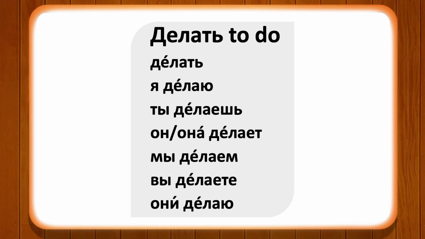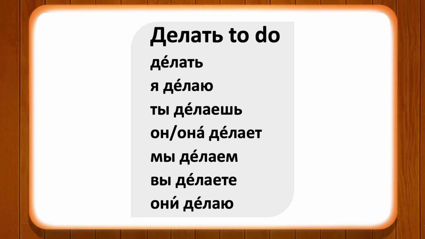Я делаю, ты делаешь, он делает, мы делаем, вы делаете, они делают. So for я, you add ю to the stem and make the form я делаю, which means I do or I am doing. Ты plus the ending ешь to make the form ты делаешь. Ты делаешь means you are doing or you do.